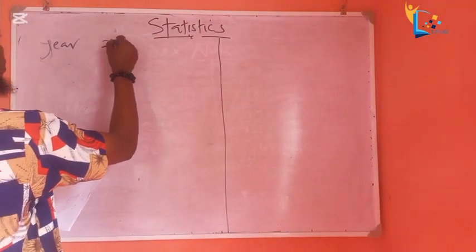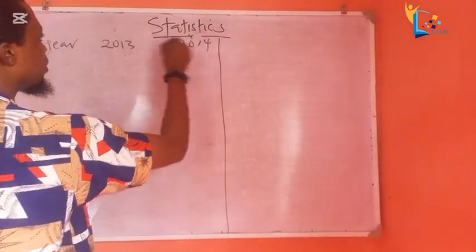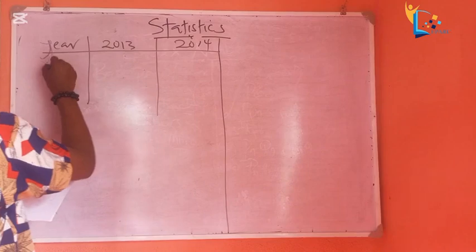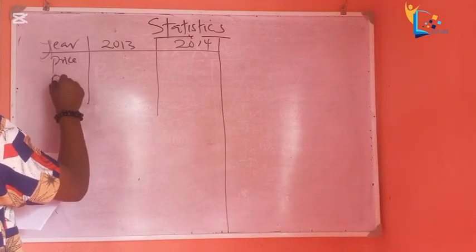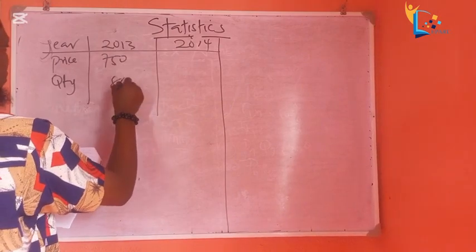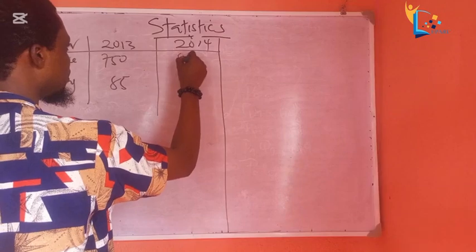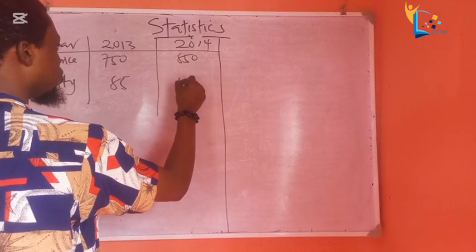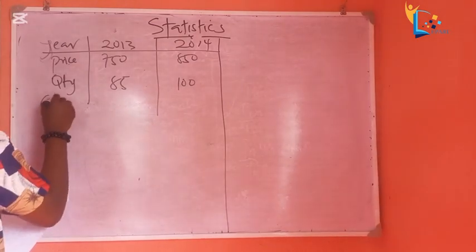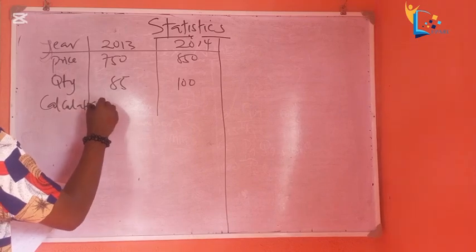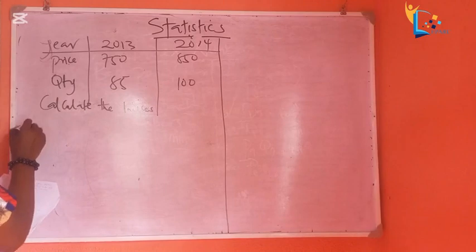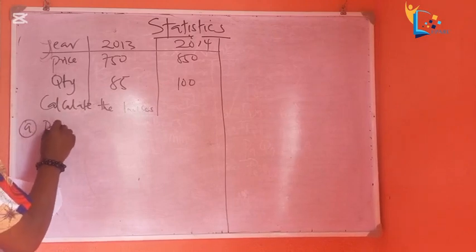Year 2013, 2014. Okay, we have price, we have quantity. Okay, we have 750, we have 85, we have 850, we have 100. Okay, now calculate the indices. That's the question. Calculate the what? Indices. Okay, so now A, we have the price index.